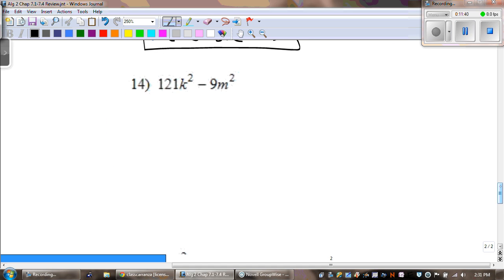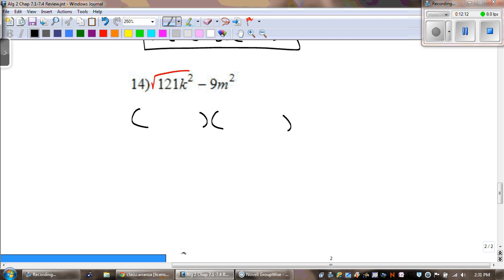Okay, number 14. Number 14 is a binomial. And when it's a binomial, there are special things that we can do. We always want to check, is there a GCF? And in this case, there's not. So, is it subtraction? Yeah, we already asked ourselves if it's a binomial. Next, can I square root everything? Yeah, we can. I can square root both of those.